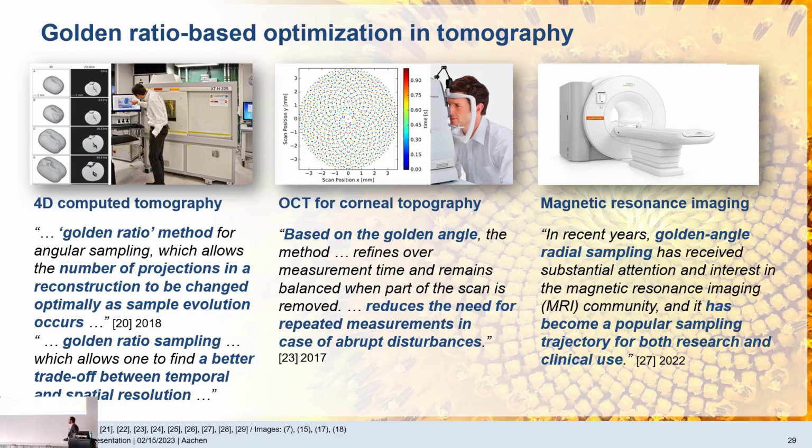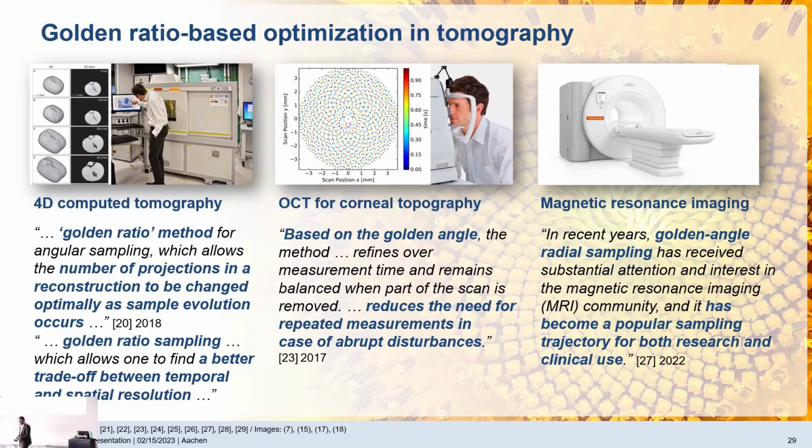For example, the evolution of a growing seed. And they state that with the golden ratio sampling, it is easier to find a better trade-off between temporal and spatial resolution. And if we look at, for example, OCT for corneal topography, which is a special measurement technology to measure the topology of the eye, there the researchers state that with the help of the golden angle, the need for a repeated measurement in case of abrupt disturbances is reduced.